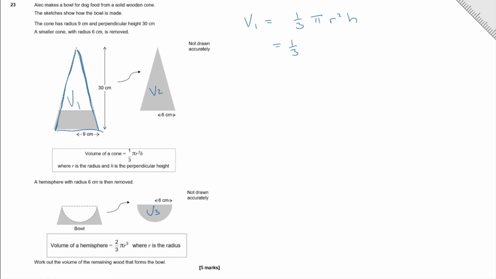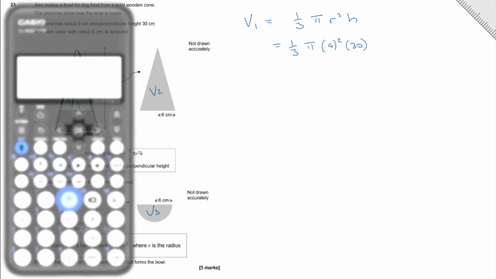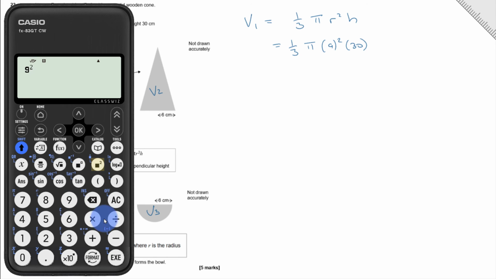So it's going to be 1/3 pi r squared h, which is 9 squared times h, which is 30. Okay? Now I'm going to leave all this in terms of pi. Otherwise, it's going to be a bit of a mare when I'm working it all out. It'd be much easier to leave it as a multiple of pi as I go through. So I'm just going to work out 9 squared times 30 divided by 3, and that's equal to 810 pi. Okay, that one wasn't too bad.